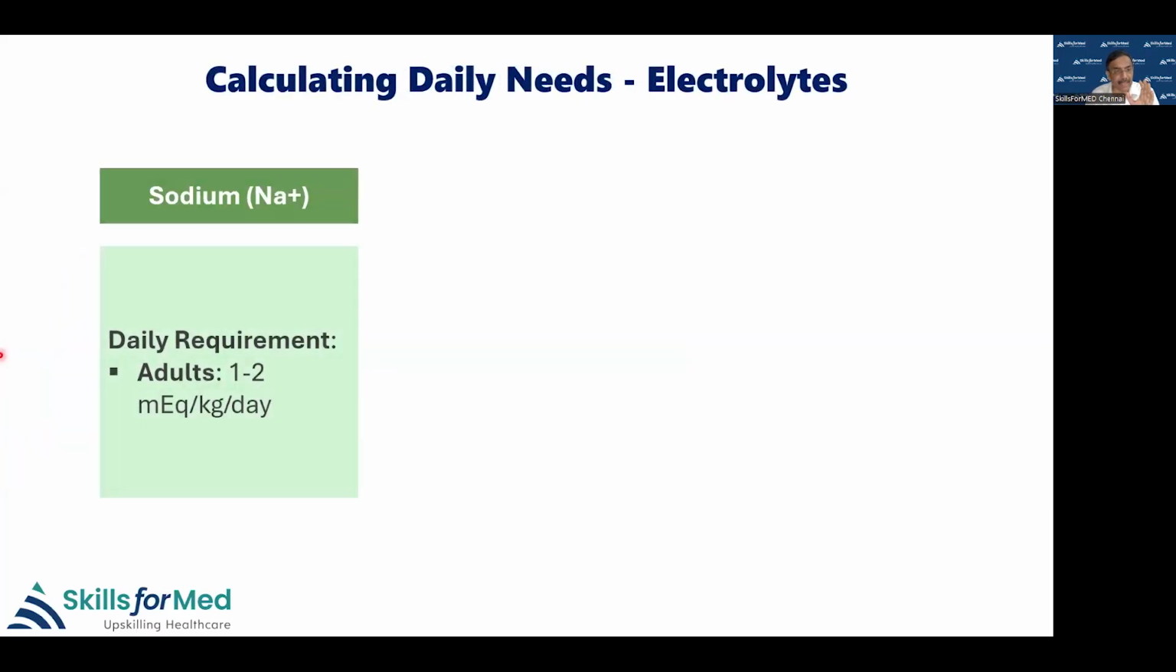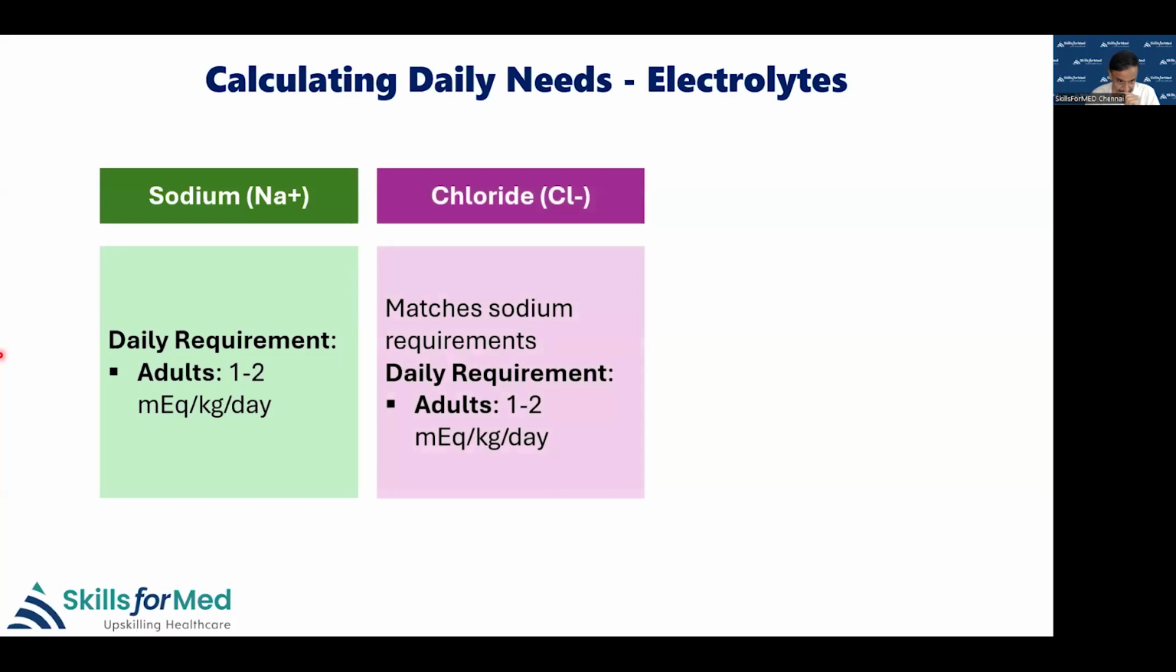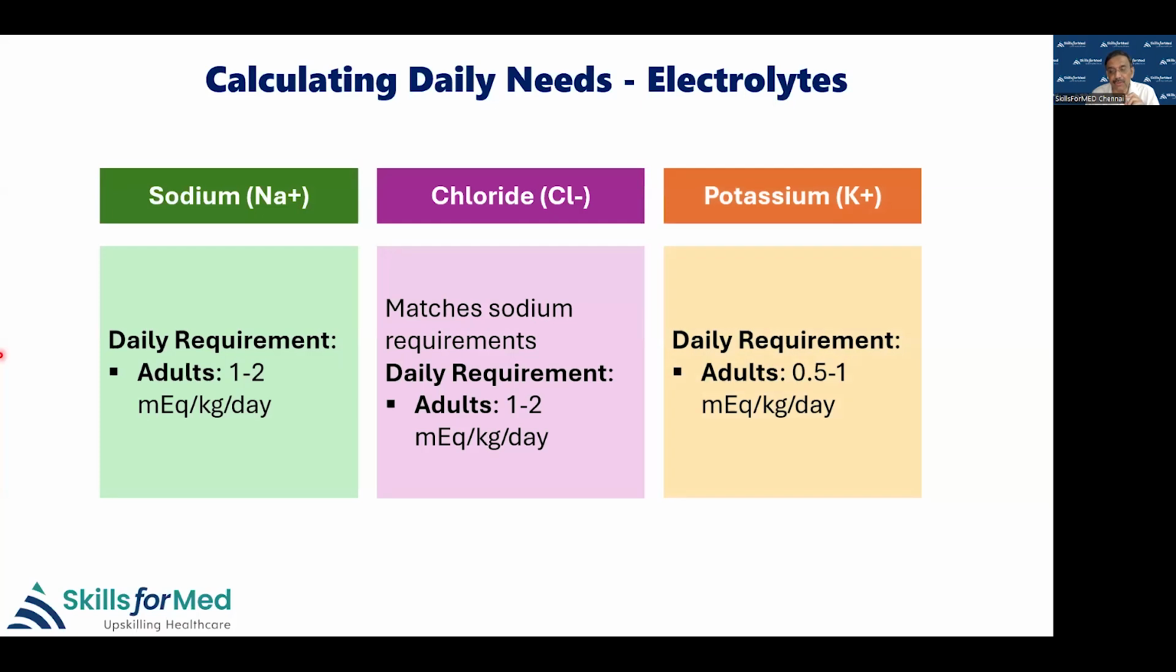Now, if you look at the electrolytes, the sodium is 1 to 2 milliequivalents per kilogram per day. Chloride is the same, 1 to 2 milliequivalents. And potassium is 0.5 to 1 milliequivalent per kilogram a day. I am not getting into the other electrolytes, as I told you. For 90% or 95% of the cases, if you focus on these things, you would be okay, unless the patient has complex medical problems which cause other electrolyte imbalances. So remember this: 1 for sodium and chloride, 0.5 for potassium. Half of the sodium requirement is the potassium. This should be in your mind and you cannot forget it.